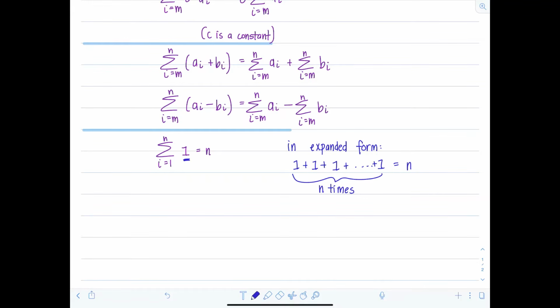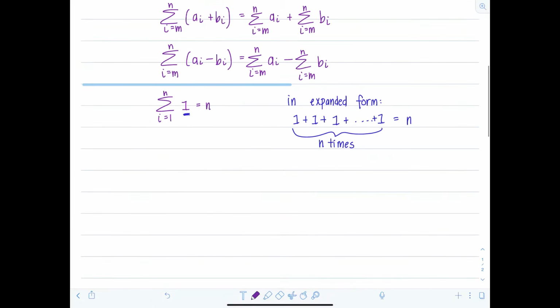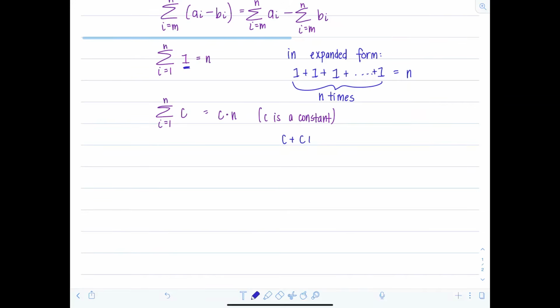All right, I can build on this, and then we have that the sum i equals 1 to n of a constant is equal to c times n. Since we know we can pull the constant outside from earlier, then you would have n, based on the property before, times c. So c is a constant. Because in expanded form, again, this just means you take c plus c plus c, n times, which would be c times n.